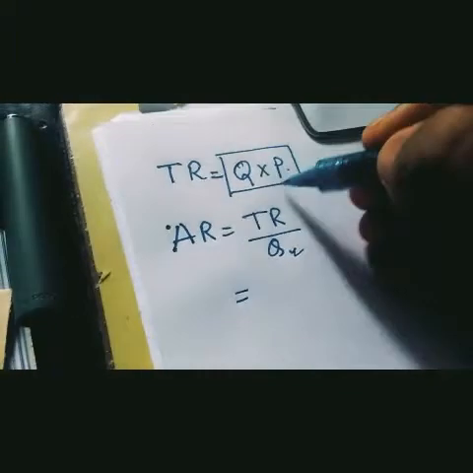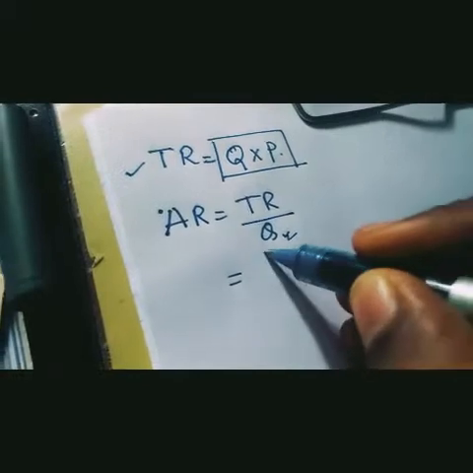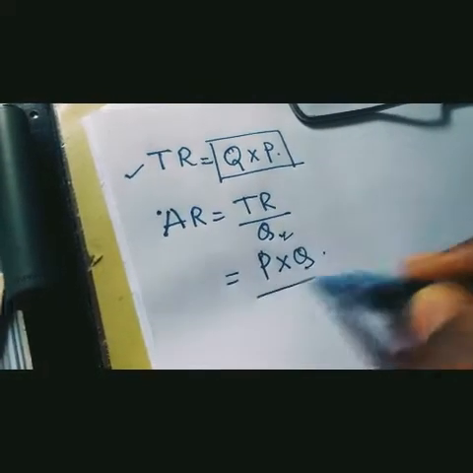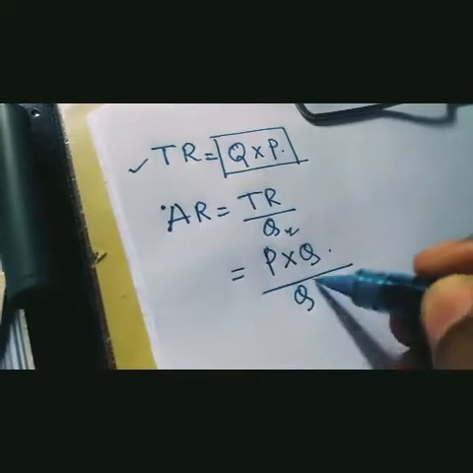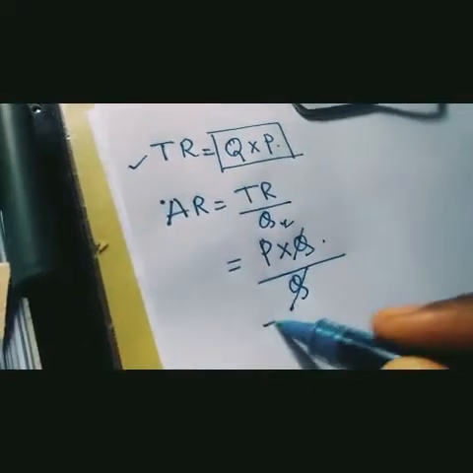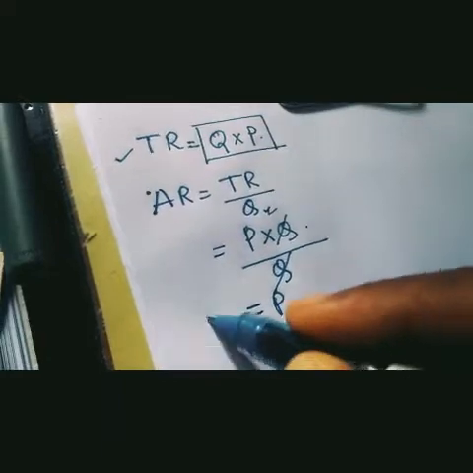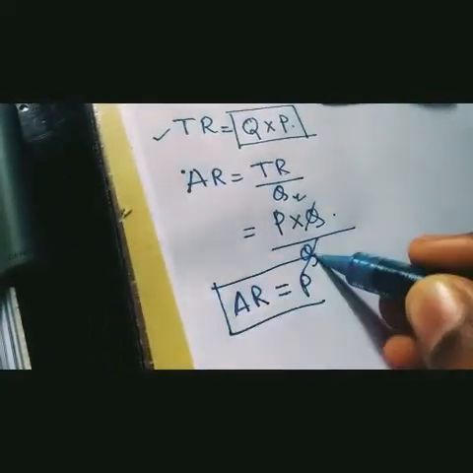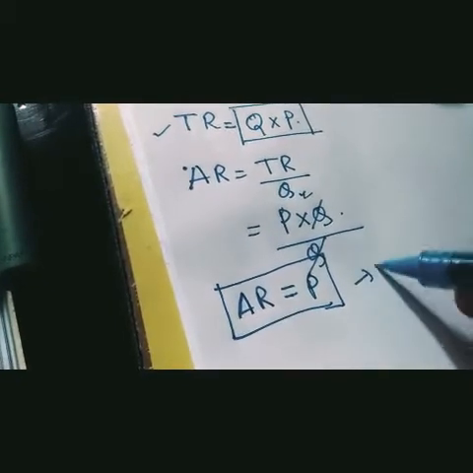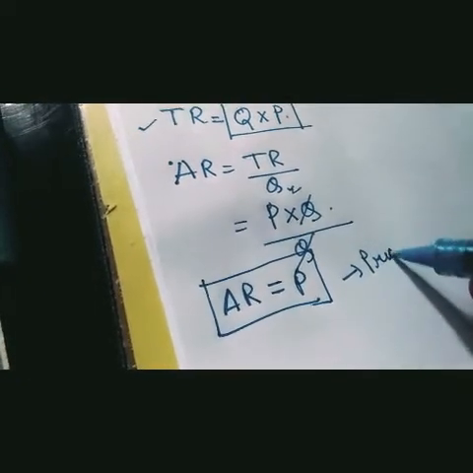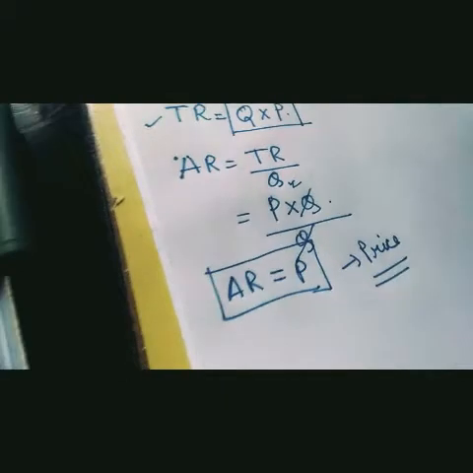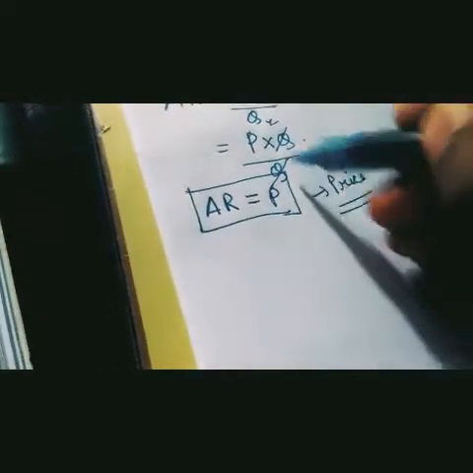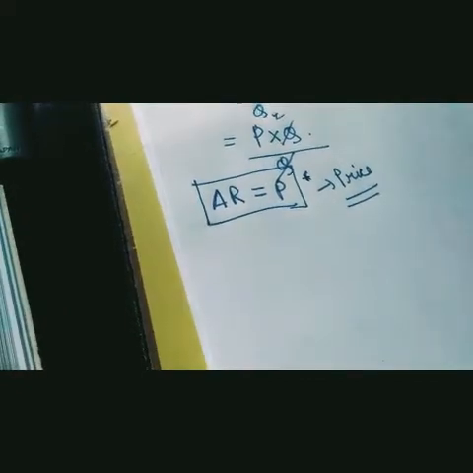So we know what TR is. TR is P into Q. Right? So the Q below gets cancelled. So AR is equal to price. So that's why AR is also called the price curve. But we will see in detail that this is only for some condition. Condition applied. Okay?